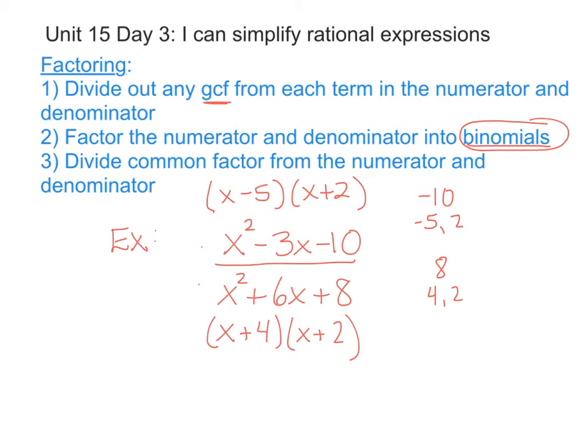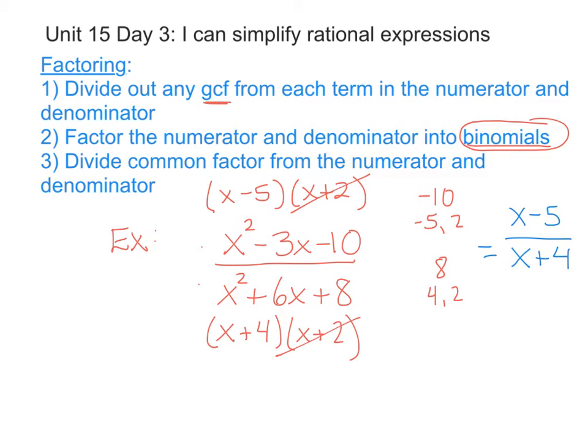Now we look and see if there's anything we can cancel. This is part 3, divide out common factors. They both have an x plus 2. So our final answer, and usually I'd write it right above or right below, but I don't have much room, is x minus 5 over x plus 4. Remember, we can't cancel those x's because they're not common factors for each term.